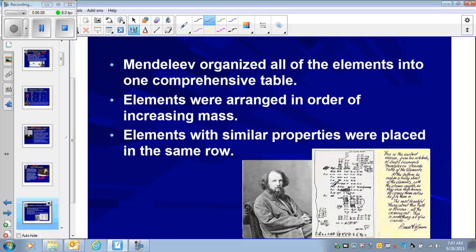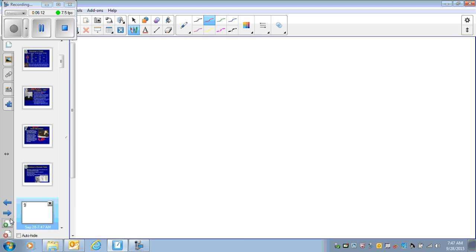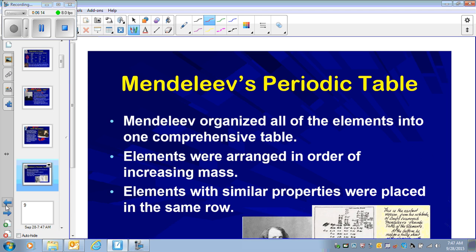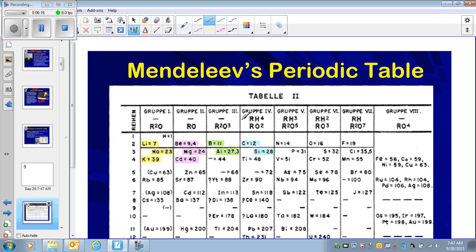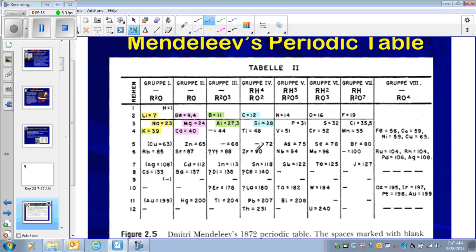He was working in the set of 8s, and the first one he ever published looked like this. If you look at the periodic table, you have lithium, beryllium, boron. It's going in the periods. So he placed the elements that have similar properties by periods in the rows.